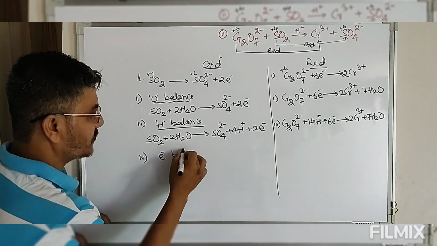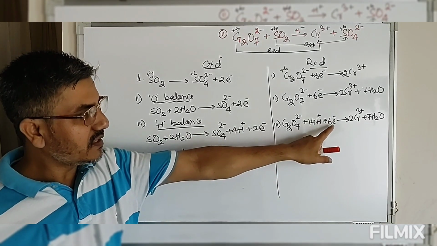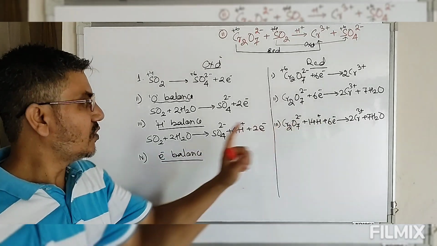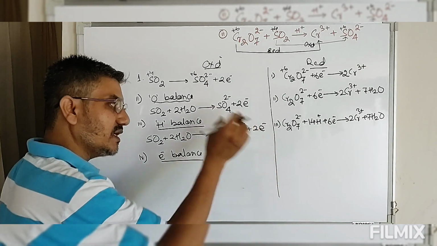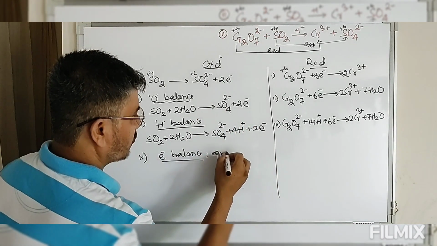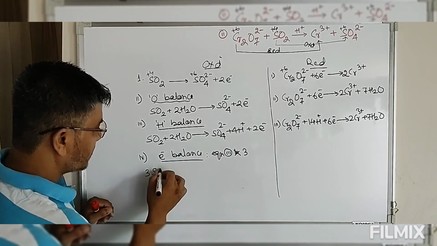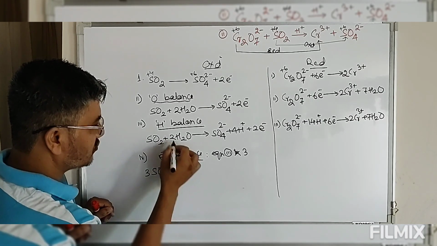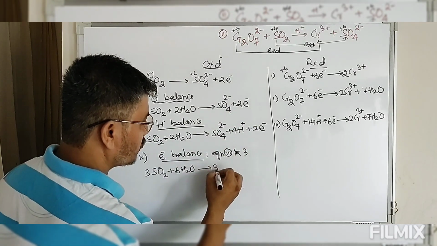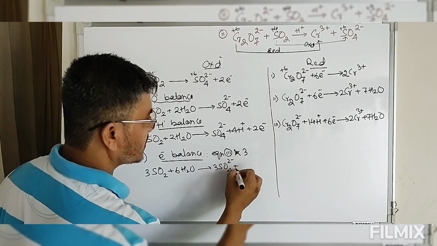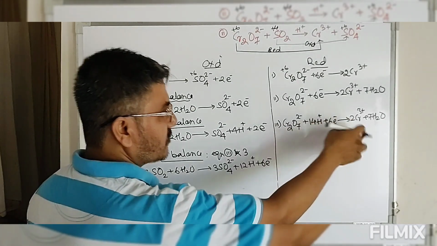Next is electron balance. We have to balance the number of electrons in both the half reactions. So in reduction half we have 6 electrons, oxidation half 2 electrons. So to make it equal we multiply this equation by 3. So we have 3SO2 plus 6H2O. इस whole equation को 3 से multiply करना. We have 3SO4 2 minus plus 12 H plus plus 6 electrons, because यहाँ तो करने की जरूरत नहीं है.